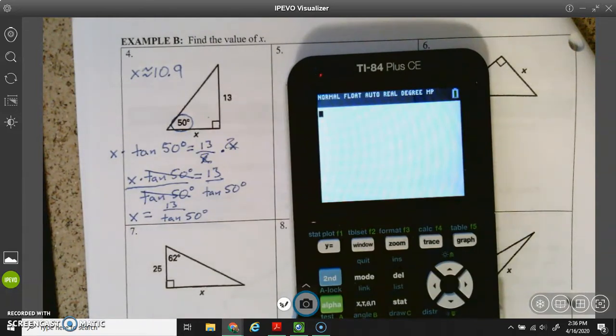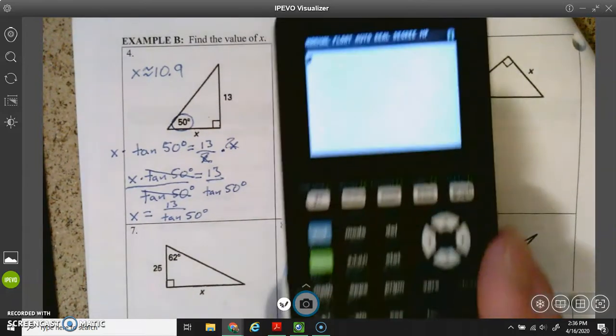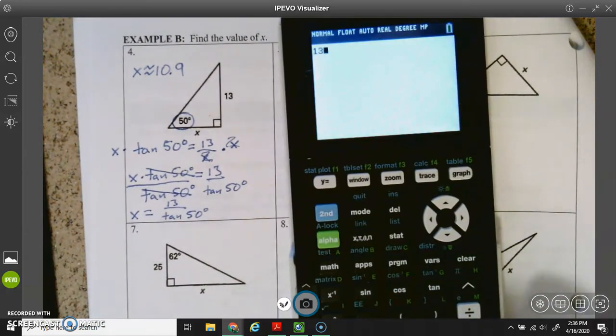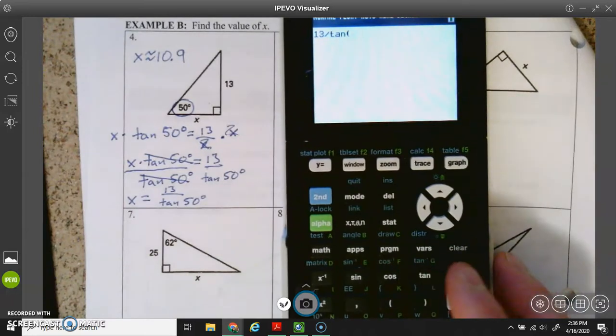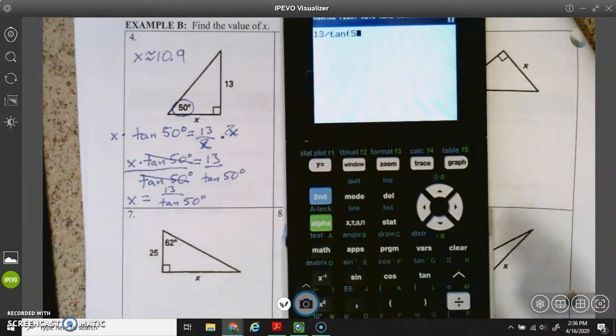If you have one of these calculators, you can do it on this calculator as well. You just take 13 divided by, and then tangent, and then you have to put in 50 and close parentheses. And it gives us that same value. So that's another way you can do it. If you have the green calculators, the blue ones, I can't remember what color the student ones are, you can do the same thing: 13 divided by tangent of 50.